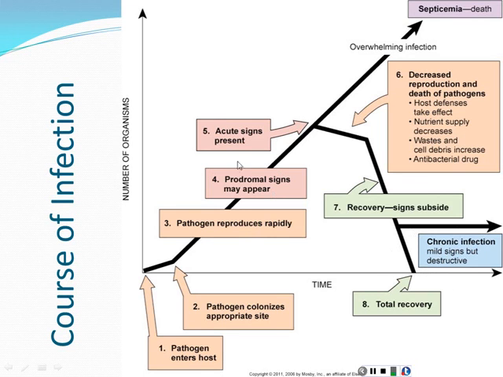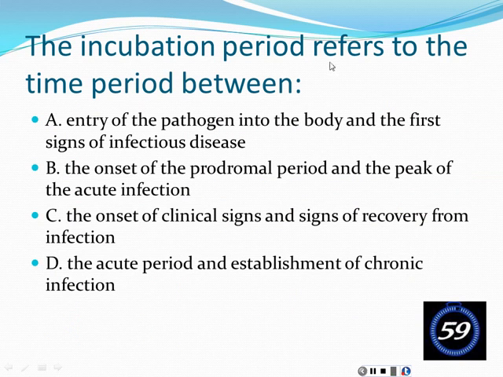So the different courses of infection. This is the common one. This is the immediately life-threatening one, up to septicemia. And this is the chronic infection, which often has a totally different path than the acute infection does.